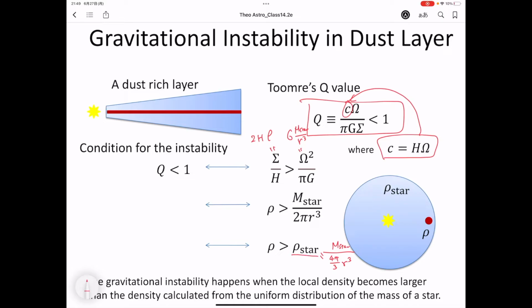Gravitational instability is set when the local density of the gas becomes larger than the density calculated from the uniform distribution of the mass of the star in that region.